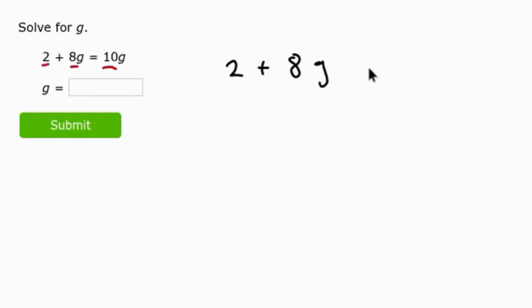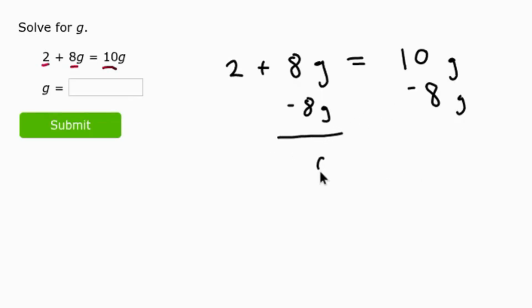So for example, we got 8g right here. We have to balance it out, so we'll have to subtract it from both sides. We're going to subtract 8g on this side because we want to remove the variable from one direction, and we're going to subtract 8g from the other side too. And this will lead to 0 on one side and 2g on the other side.